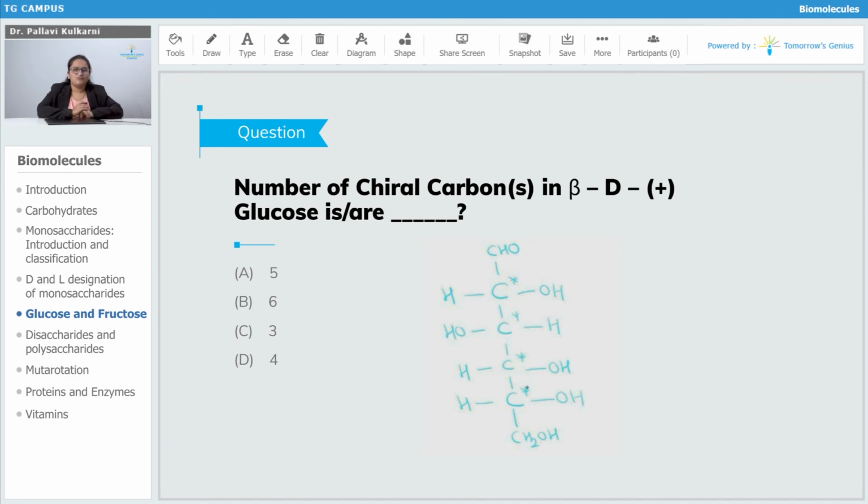atoms. So while solving this question of chiral carbons, you have to see whether it is the open structure or the cyclic structure. Alpha and beta forms are the cyclic structures. That is why the answer of this question is A.